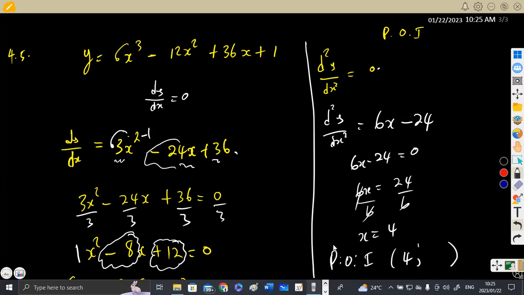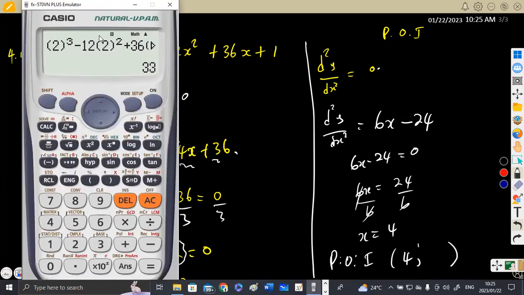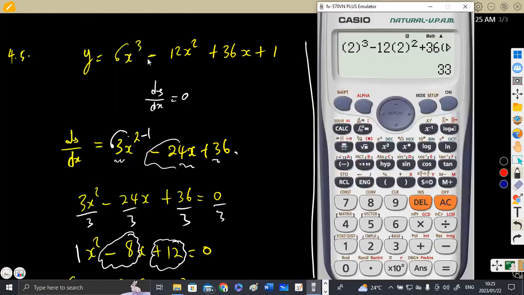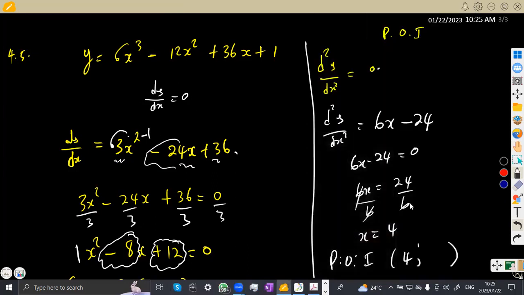All you need is to substitute in that same expression that we had here. In place of x, we're just putting 4 now. When x is equivalent to 4, we are going to obtain 17. So when x is equal to 4, y is equal to 17. So that's your point of inflection.